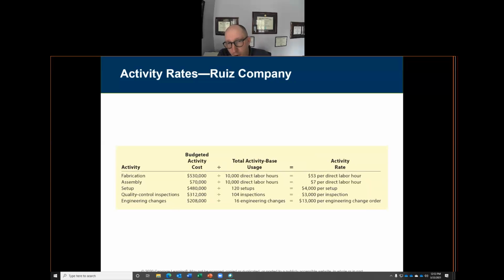We take the activity-based cost divided by the total activity-based usage to get the activity rate. Fabrication, 530,000 divided by 10,000 labor hours is $53. Assembly, 70,000 budgeted for assembly, divided by 10,000 labor hours, it's $7 per hour. Setups, 480,000 allocated to setups, divided by 120 total setups, that's 4,000 per setup. Quality control inspections, 312 divided by 104 equals 3,000 per inspection. For engineering change orders, 208 divided by 16 gives you 13,000 per engineering change order. So now we found our activity rates.